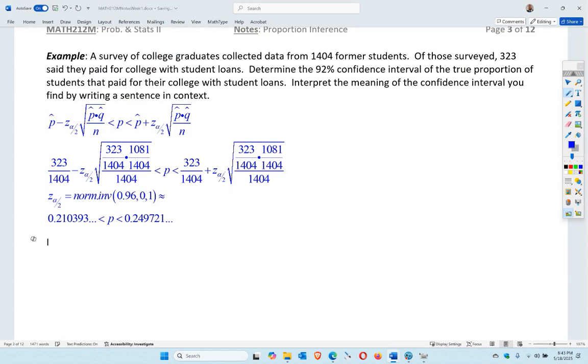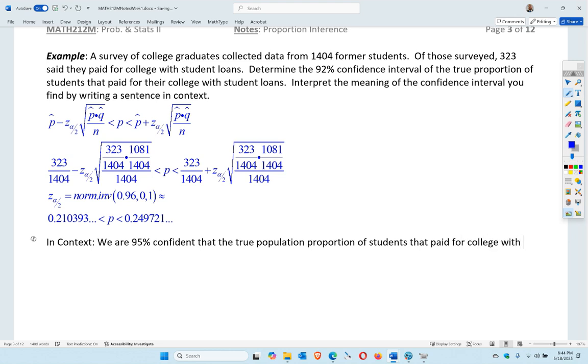So in context, right, we believe we are, let's see, 95% confident that the true population proportion of students that paid for college with loans is between 21.0393% and 24.9721%, right?